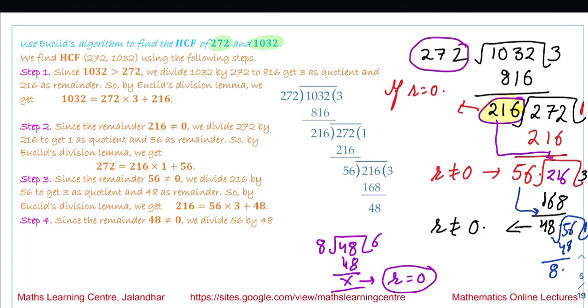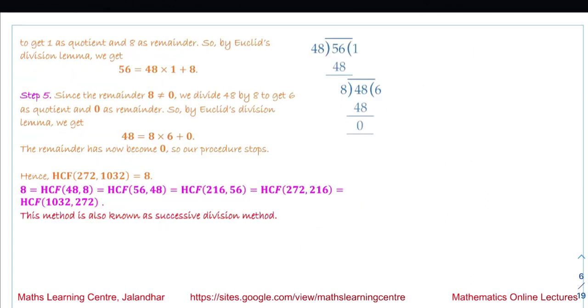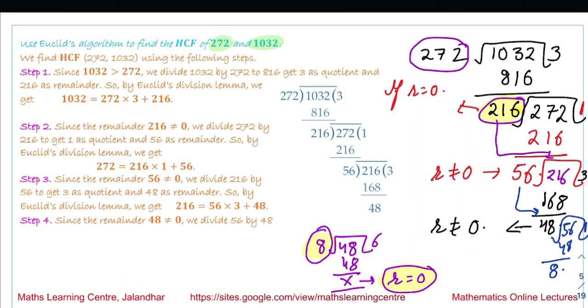Looking at this step, the remainder is 0, which means the HCF of these two numbers is 8. So these steps are shown over here. In the first step, 1032 divided by 272 gives 3, and the remainder is 216. So we write 1032 as 272 into 3 plus 216.